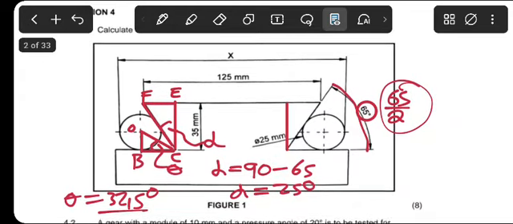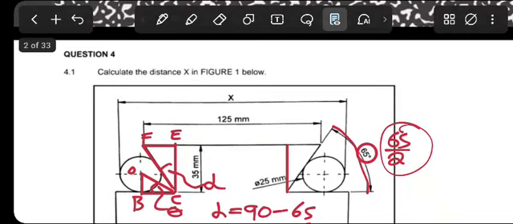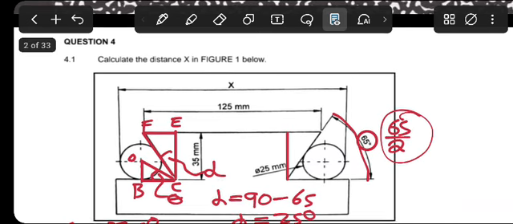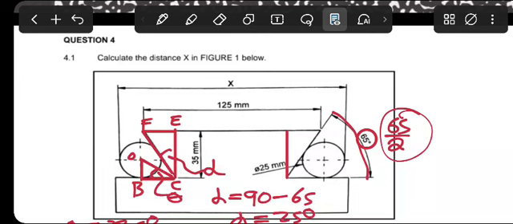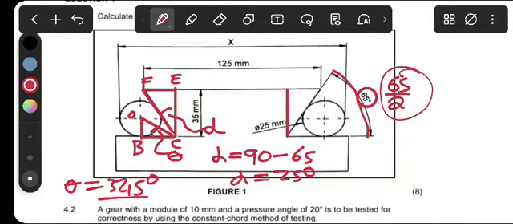So that is what we have. We're supposed to calculate x. We're supposed to find the value of x.